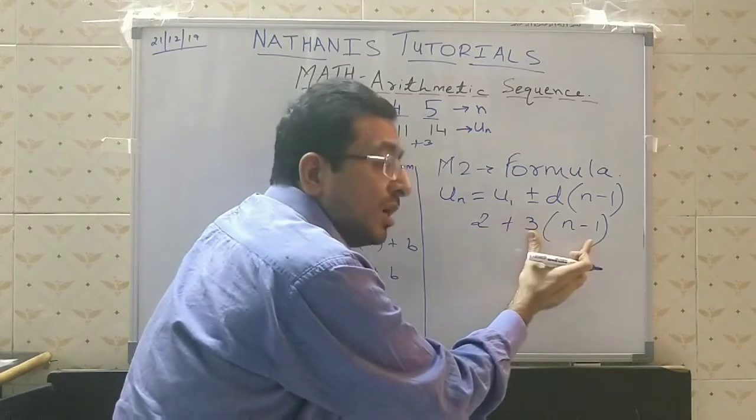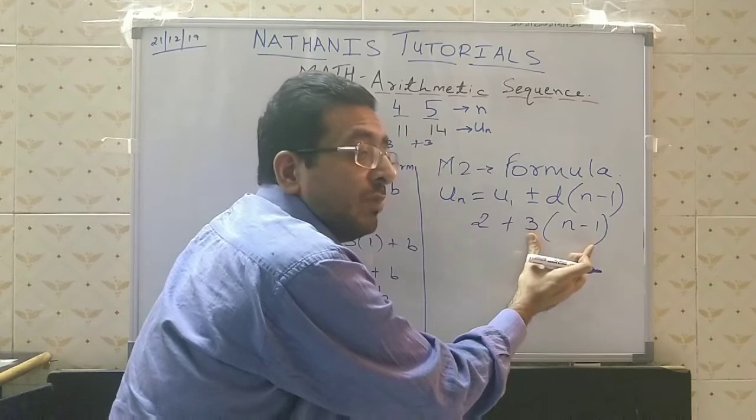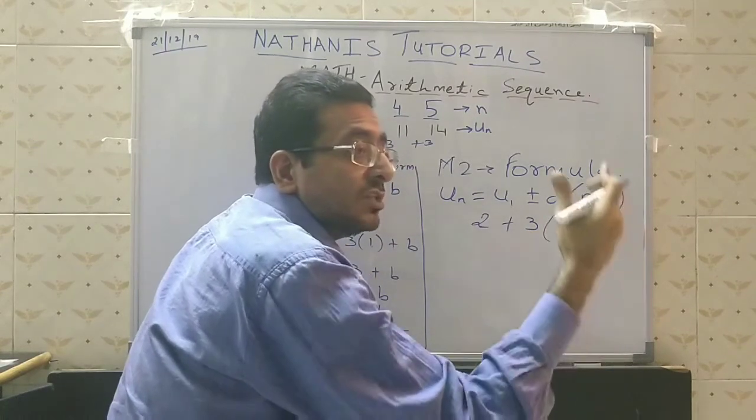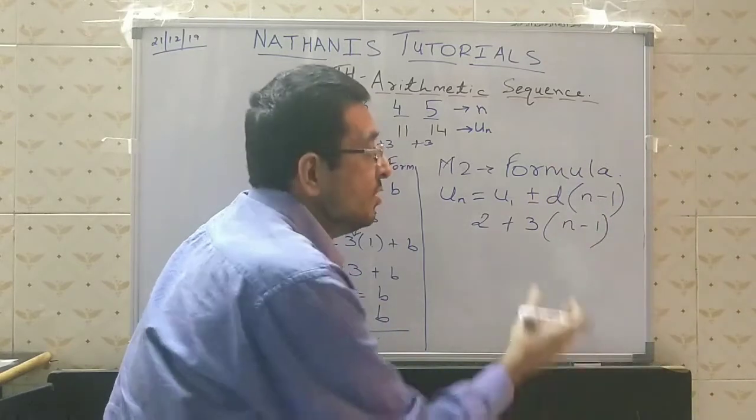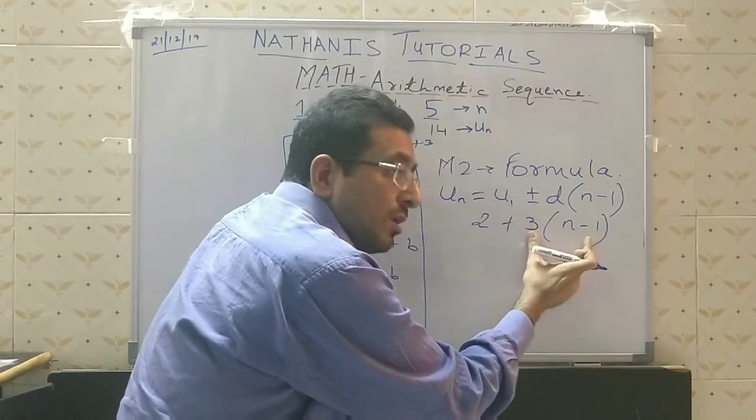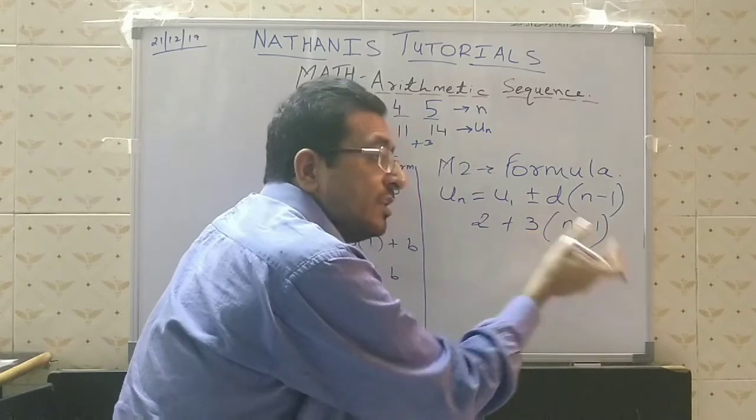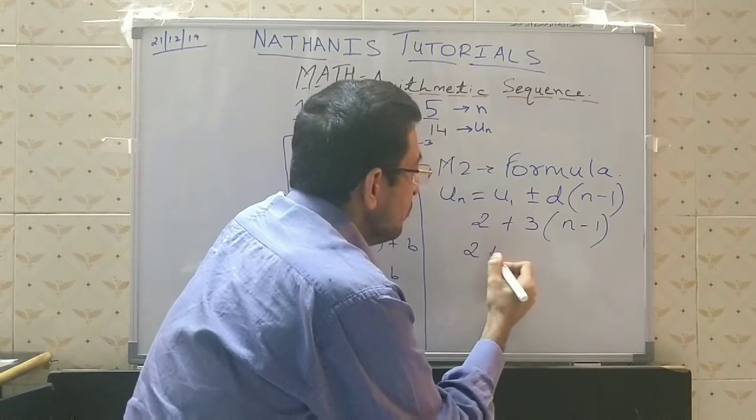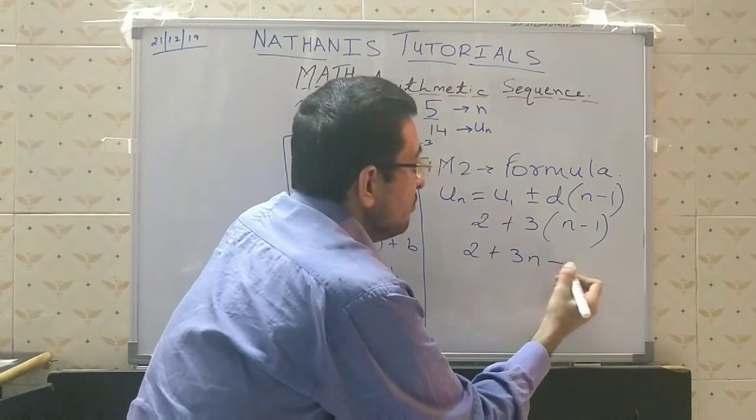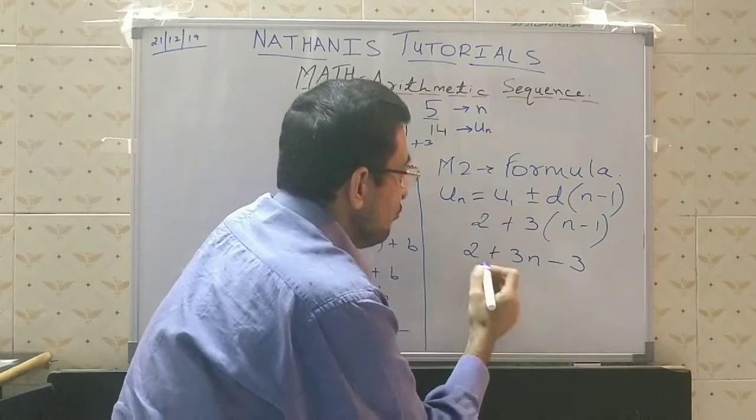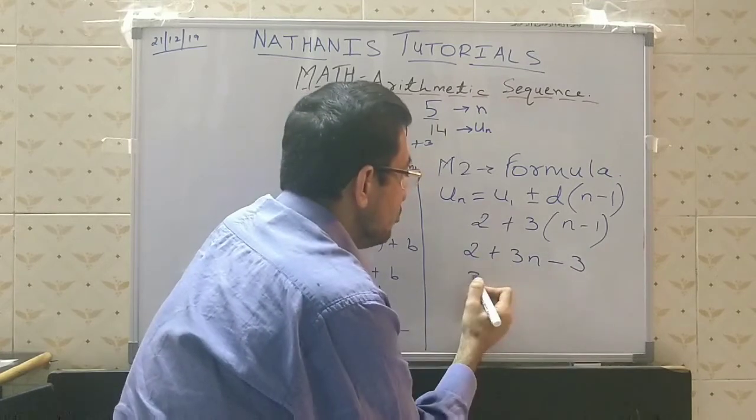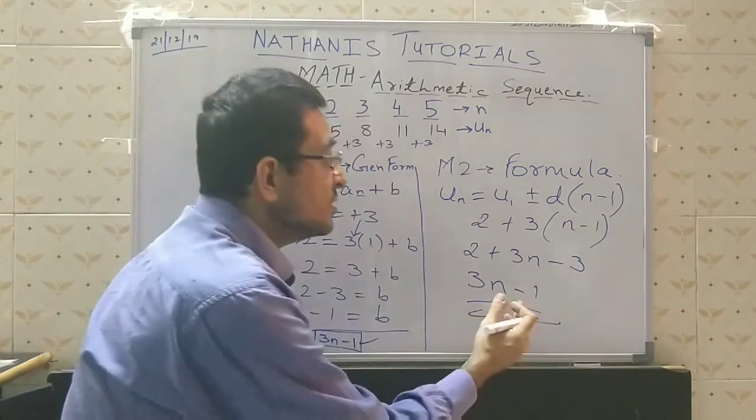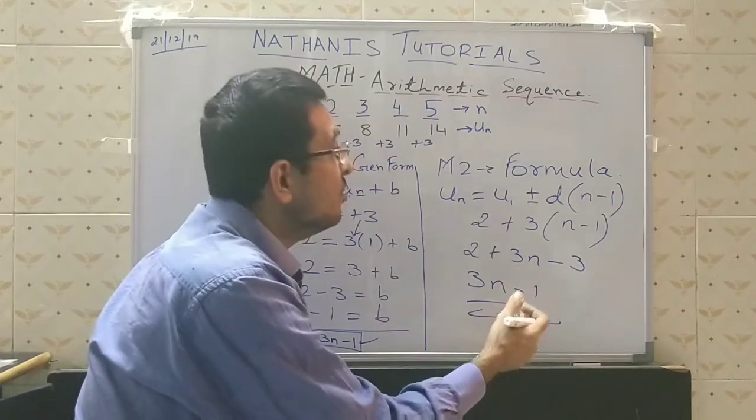You need to first multiply. You need to follow BIDMAS: bracket, index, then division, multiplication, addition, and then subtraction. So first we are going to multiply and open the bracket, and then we are going to add. So in this case, 2 plus 3n minus 3. So 2 minus 3 is minus 1. So the final answer is 3n minus 1. So this is how you find out the nth term of the sequence.